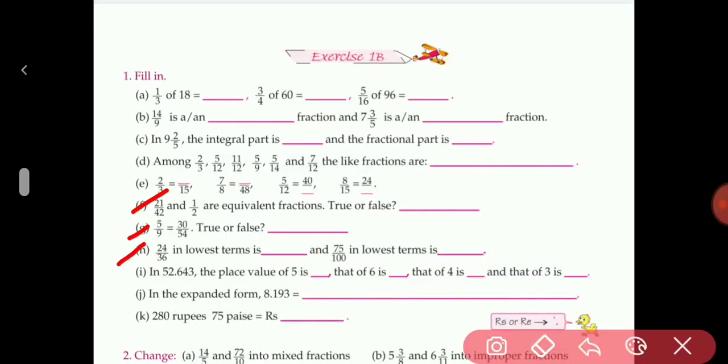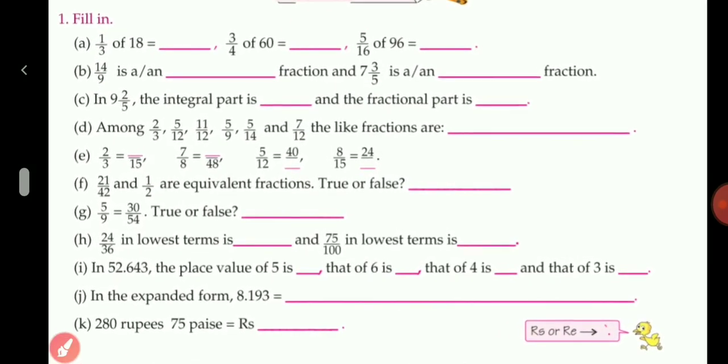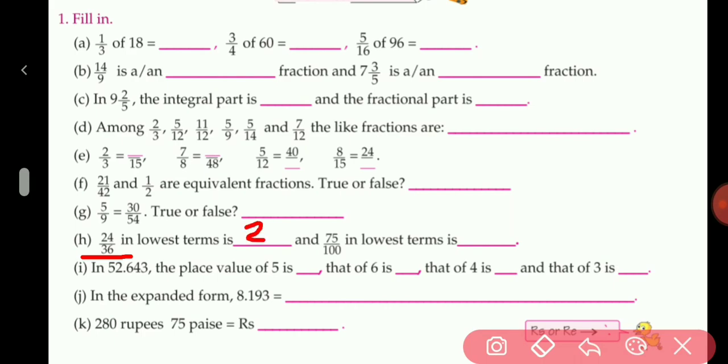In H part, 24 and 36 in lowest terms is dash and 75 upon 100 in lowest terms is dash. So we have to convert them in lowest terms. For converting them in lowest terms, we have to find their common factors. So their common factors are 2, 3, 4, 6 and 12 and so on. But the highest common factor is 12. So we have to divide them by 12. So when 24 is divided by 12, we get the answer 2 here. And when we divide the 36 by 12, we get the answer 3 here. So this is converted into lowest term. In the same way, 75 upon 100 can be converted in lowest terms. And this you have to do by yourself.